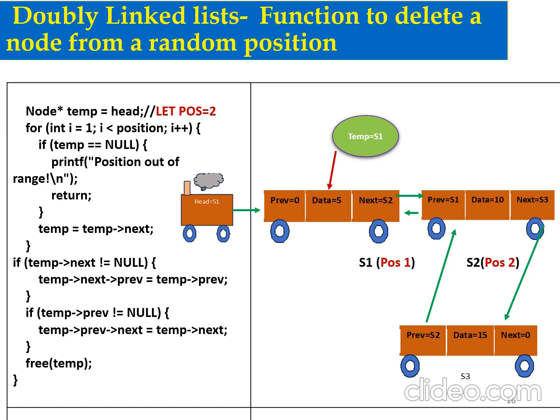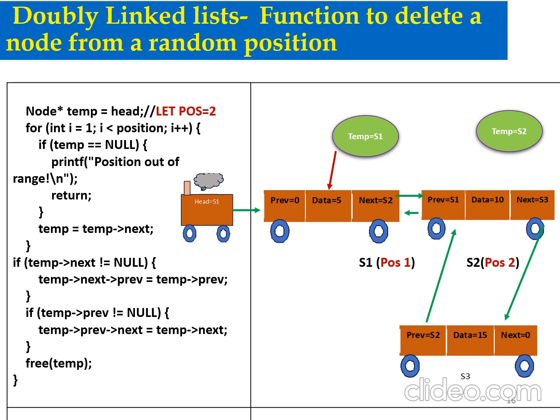Then we come here, temp equal to temp of next. So temp is S1, temp of next is S2. So S2 will be copied to S1 now. Now temp is S2. Temp is pointing to the second compartment. Now it is not at S1, it is now at S2. And then again go back to the loop.